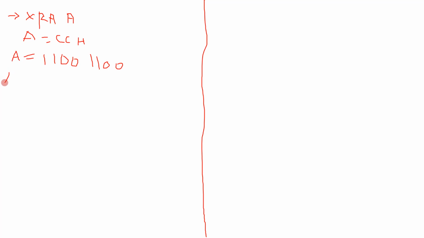Now it means XOR the contents of A with the contents of A itself. So the contents of the accumulator will be XORed with the contents of the accumulator itself. In XOR, when two inputs are the same, we get 0.